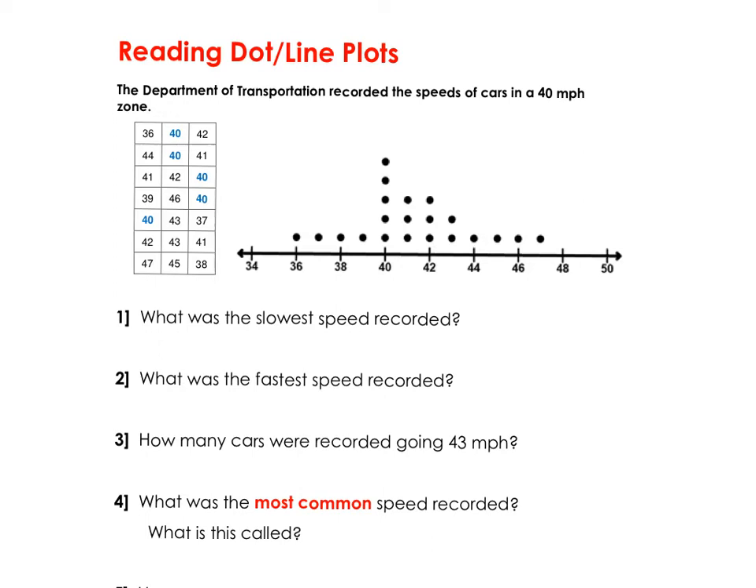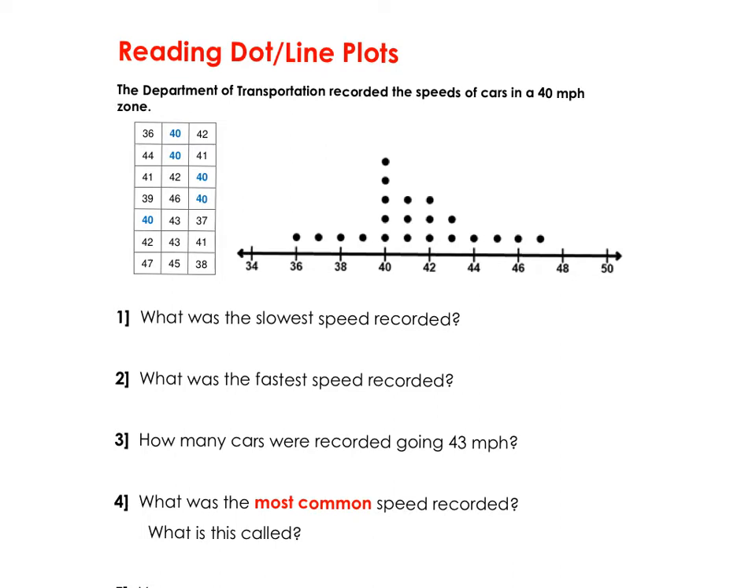Alright, so in this video, we're going to be looking at reading dot/line plots. So let's look at the first problem here. It says the Department of Transportation recorded the speeds of cars in a 40-mile-per-hour zone. So if you look over here, here's our line plot, or dot plot, with all the dots on it on a number line. And then beside it, we have a table that also records the same data.